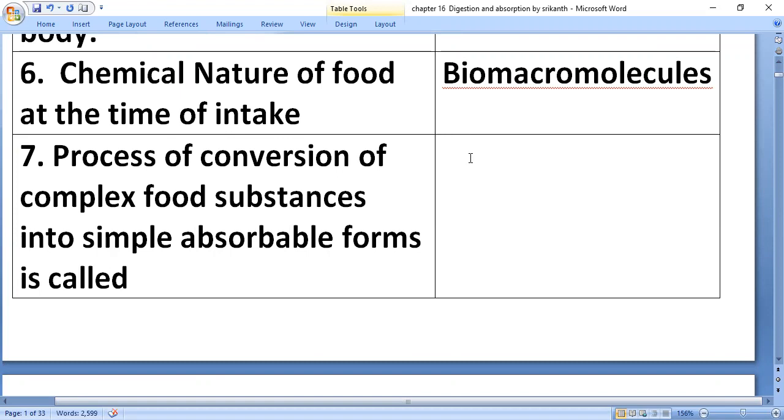Question number 7. The process of conversion of complex food substances into simple absorbable forms is called digestion.